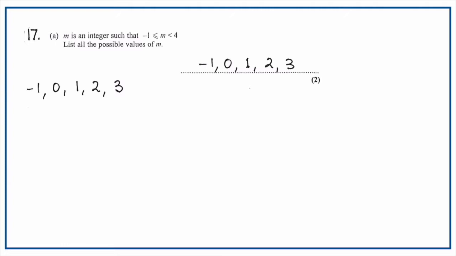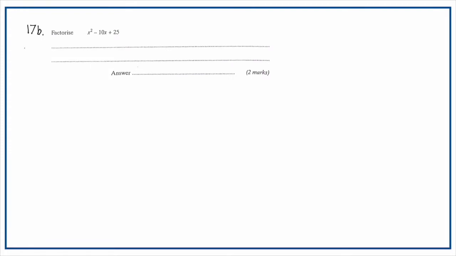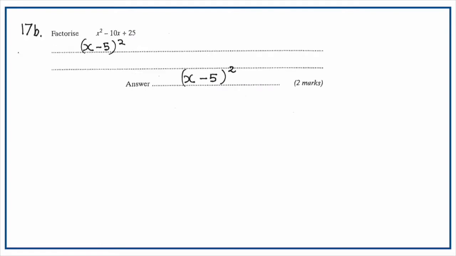17b, factorize x squared minus 10x plus 25. So it factorizes as (x minus 5) in brackets squared. So the answer is (x minus 5) in brackets squared.